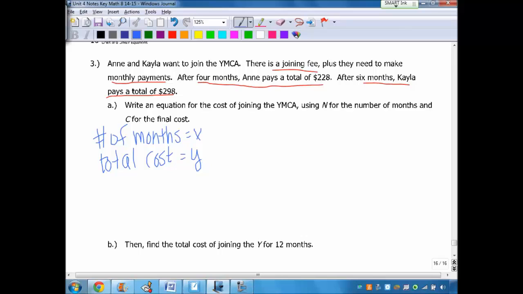So we're going to write out our information for Anne as a coordinate. Anne's information is 4 months, so this is your X, for a total of $228, this is your Y. So you're going to say (4, 228). And then Kayla went for 6 months, that's your X, for a total of $298, that's your Y. So (6, 298). All right, so those are your two pieces of information.